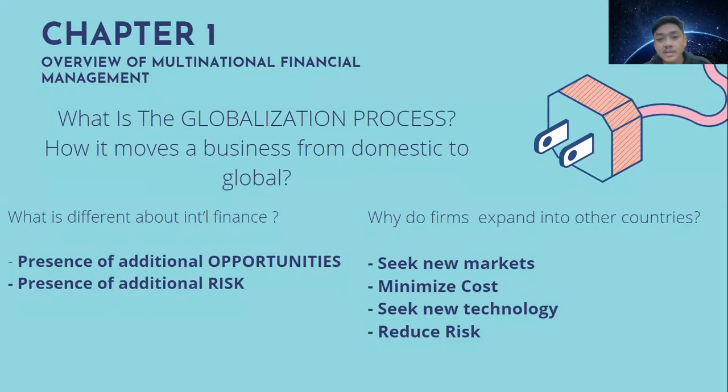What is the globalization process and how it moves business from domestic to global? The first one is, what is different about international finance? The first is presence of additional opportunity and presence of additional risk. And the second question is, why do firms expand to other countries? The first is seek new markets and minimize costs, seek new technology and reduce risk.